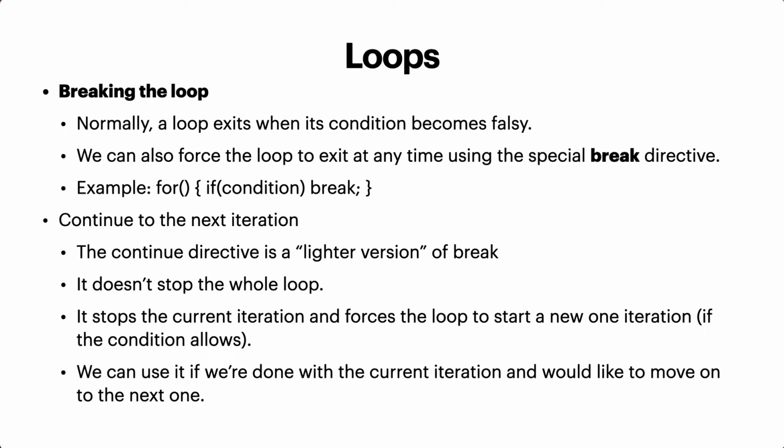We can use it if we are done with the current iteration and would like to move on to the next one. So yeah, this is what we talked about. If you don't want to execute some block of code at that iteration, or you already know the value of something in the loop, in practical examples, then you just want to skip this part and continue. So the example is this: you have the for loop, you have the condition, and then you use the continue keyword.